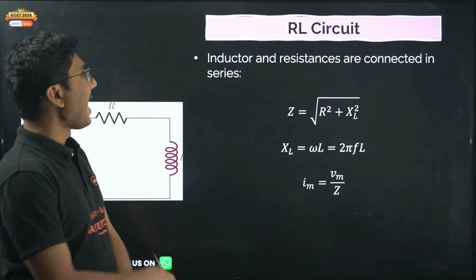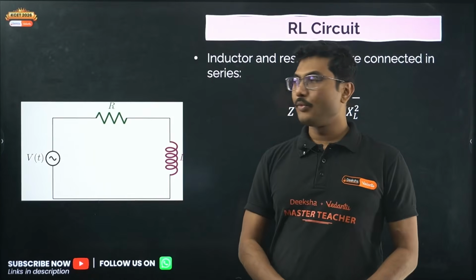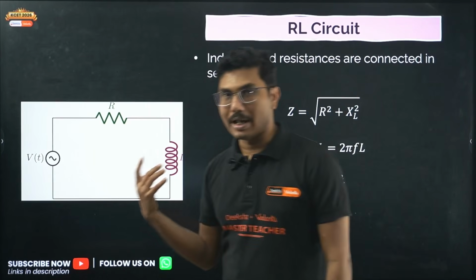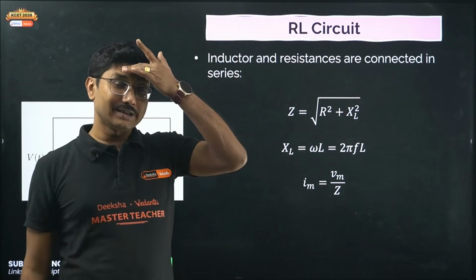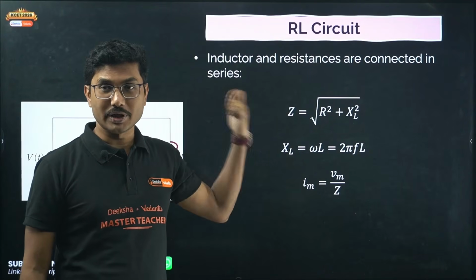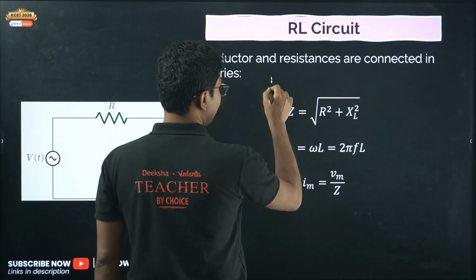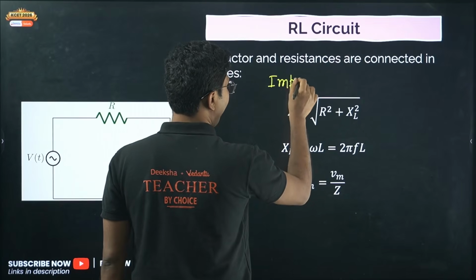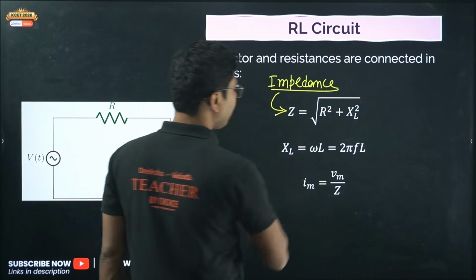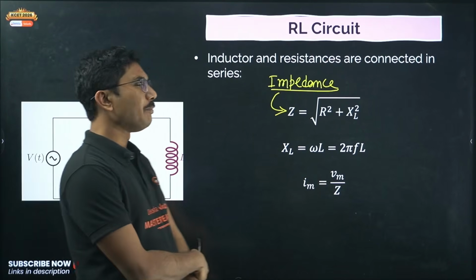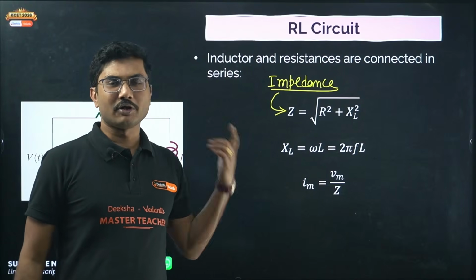Now next, the RL circuit. We have studied L, we have studied R. If we combine R and L, that circuit is called an RL circuit, and here instead of resistance, or equivalent resistance, we use a new term called impedance, sorry, my mistake. Impedance is represented by the symbol Z, and it is not like a simple series or parallel combination.